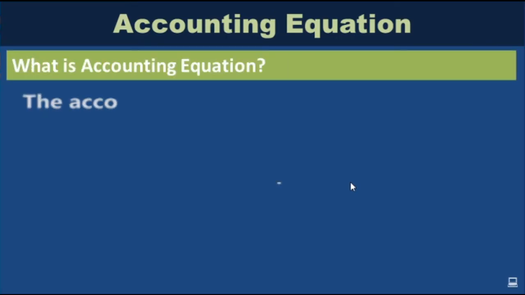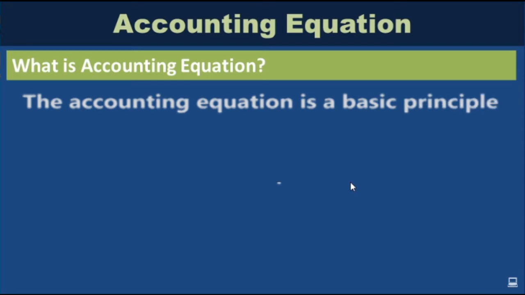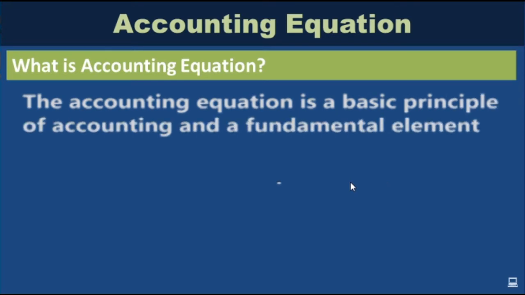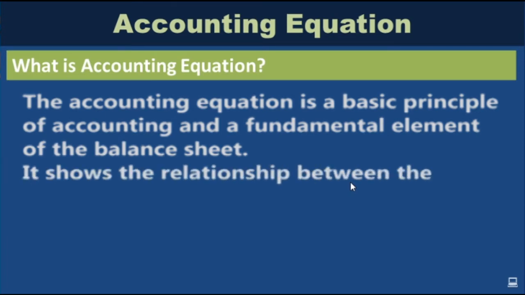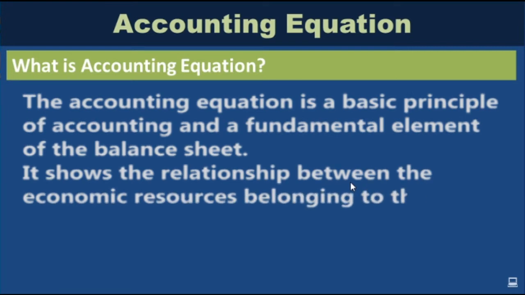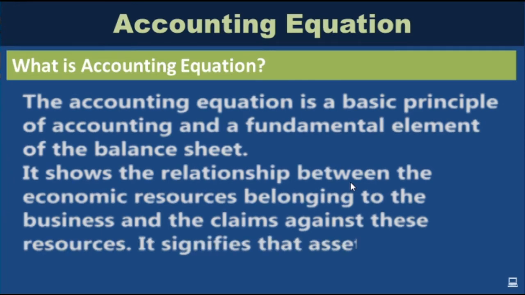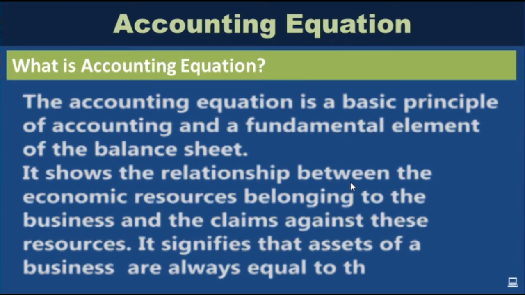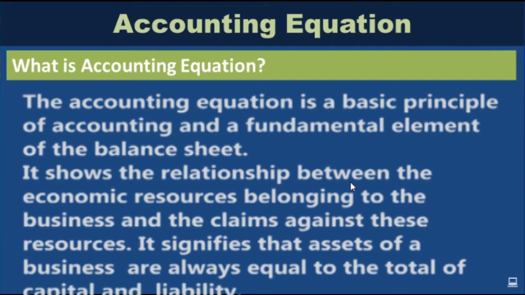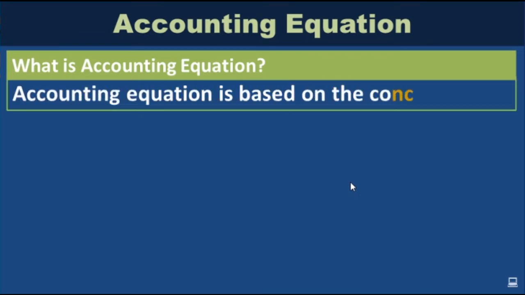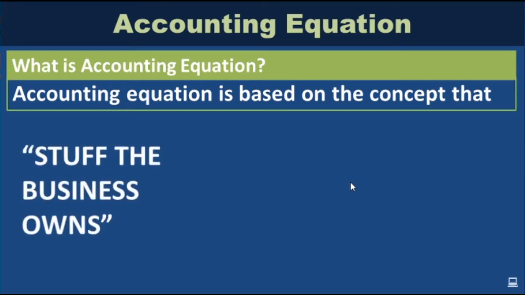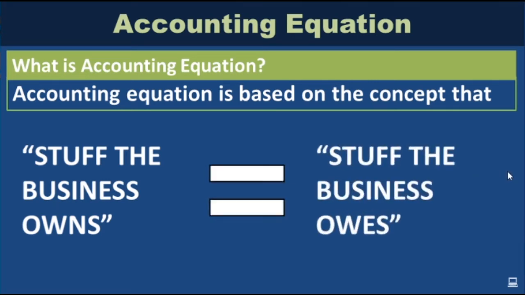Accounting equation. The accounting equation is the basic principle of accounting and a fundamental element of the balance sheet. It shows the relationship between the economic resources belonging to the business and the claims against these resources. It signifies that the assets of the business are always equal to the total of capital and liability. This concept is better understood as the accounting equation is based on the concept that the stock the business owns equals the stock the business owes.